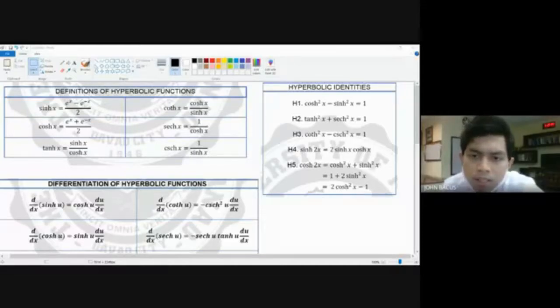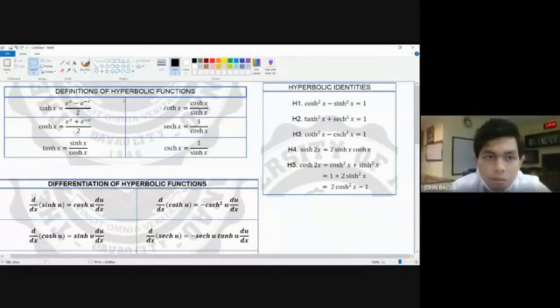Alright. So, today we will be discussing differentiation of hyperbolic functions. But before we dive into the examples, we must first know some identities and definitions. Hyperbolic functions are derived from the exponential functions e raised to x and e raised to negative x. With that, we have derived the following definitions of hyperbolic functions. Let us all remember the identities, very important.